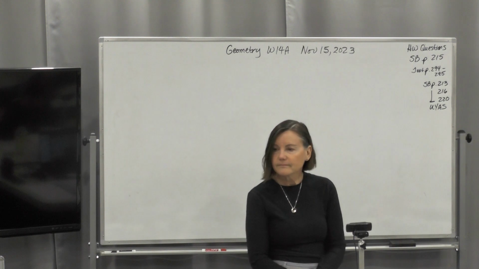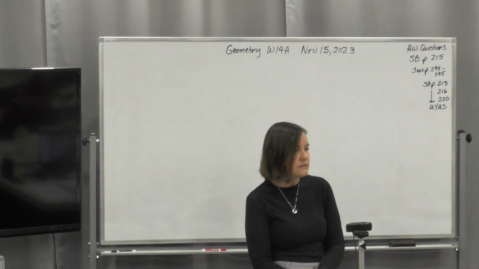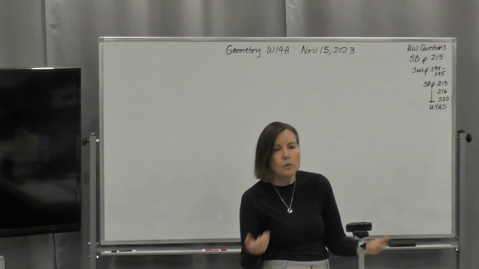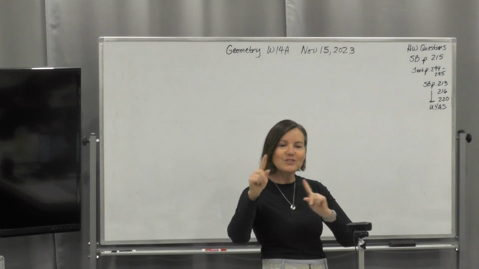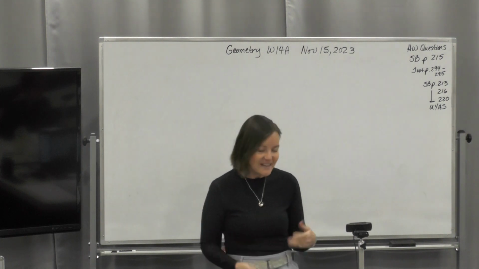Never. Sometimes. It would have to be a rectangle or a square, right? Because once you start angling it, you're going to have two non-congruent angles. Think of even a rhombus, right?